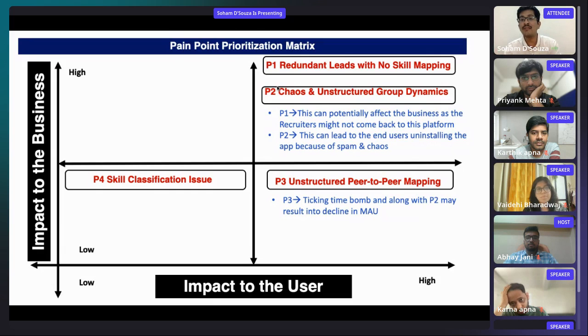Now, I cannot have both these two things sitting at high impact to the user and high impact to the business. A slightly lower priority, which is not that big of an impact, is unstructured peer learning. If we keep it ticking, it's a ticking time bomb that we are sitting on, which may go into the second quadrant. And the last low priority issue is the skill classification, that is the thoda English, swalpa English aspect, which is not as big a priority as the second quadrant represents.